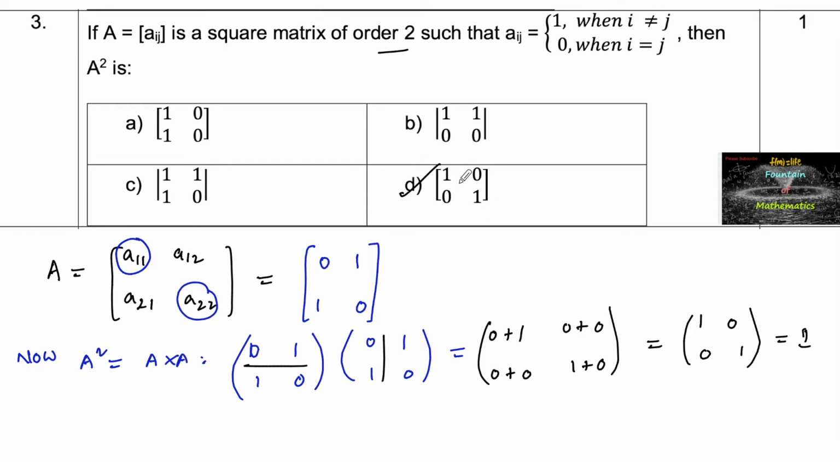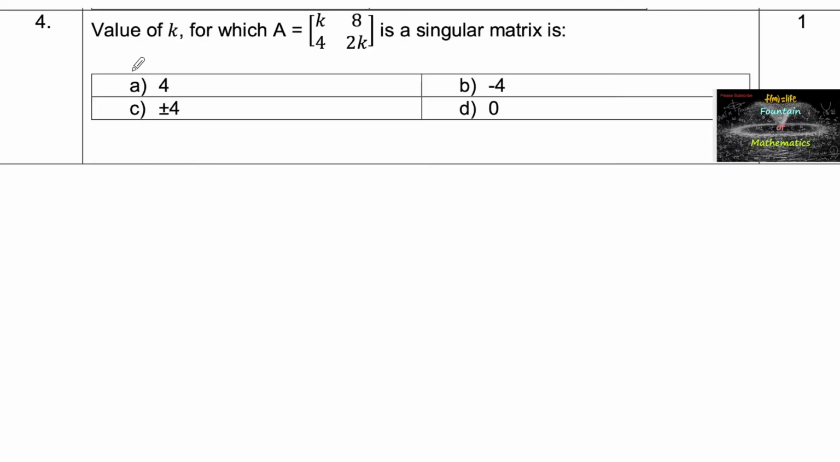The value of K for which A is equal to K 8 4 2K matrix is a singular matrix. A square matrix is said to be singular.